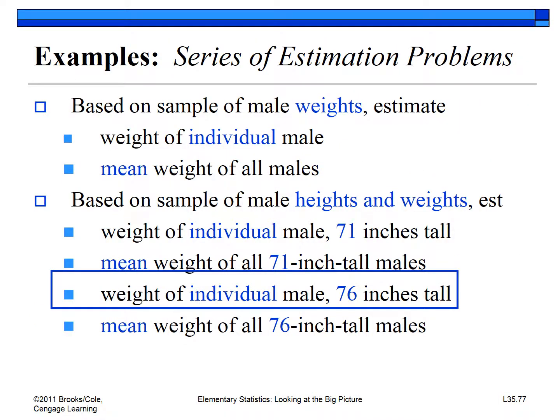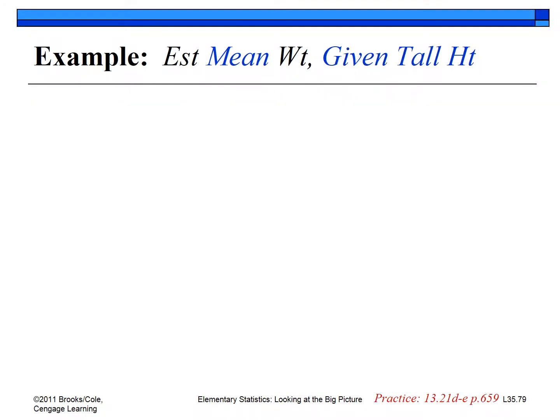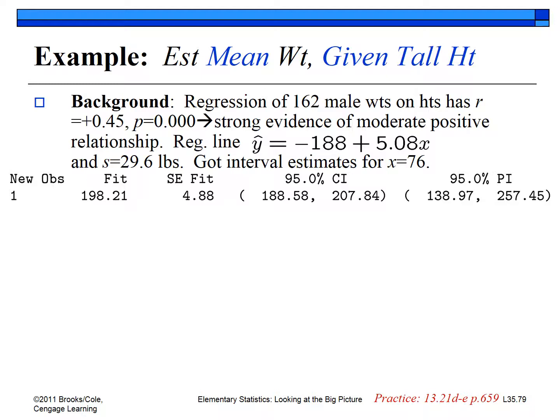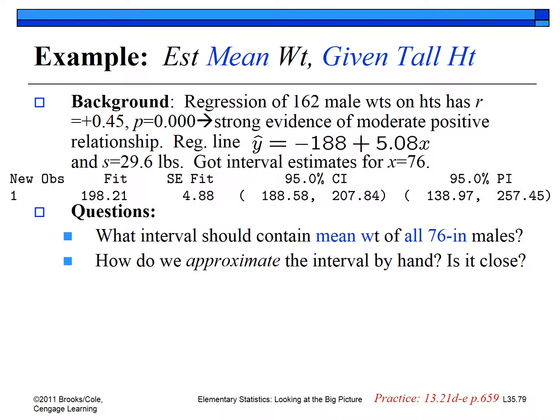Now let's move from individuals to means. If I look at all the 76-inch tall males in the population, let's find some interval approximations for the mean of all of those 76-inch tall males. So again, with the same output from the computer, which of these intervals would we expect to contain the mean weight of all 76-inch tall males? If we wanted to approximate that interval by hand, how would we do it? And let's check and make sure that our approximation is a good one.